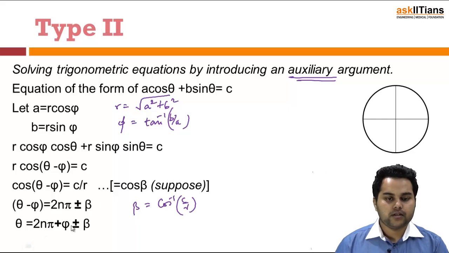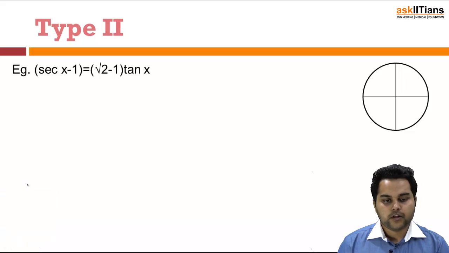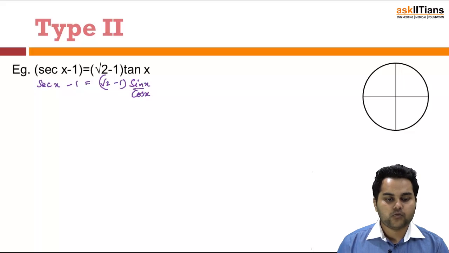Now let's see, I'll take an example. If I have sec x minus 1 is equal to root 2 minus 1 tan x, I'll try to solve it using the same form. Root 2 minus 1, let's say, times sin x over cos x, and sec x can be written again as 1 over cos x.